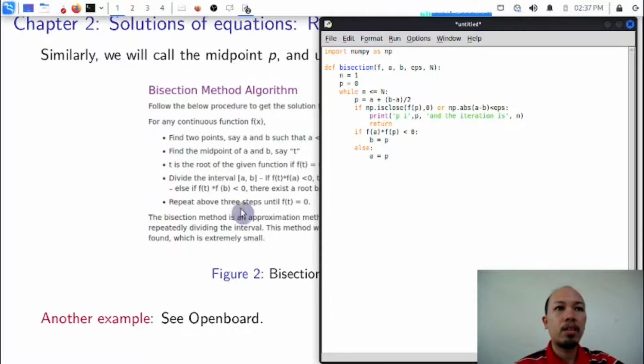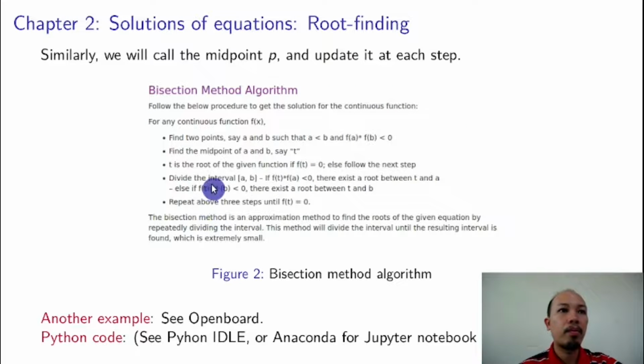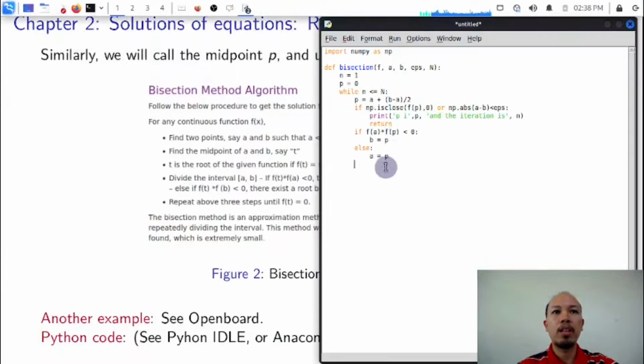Okay, so this is basically what it did, I don't know if you remember, in our open board. Let's go to, where are you, this one here. Okay, if f is less than zero, assume b is equal to p. If it is greater than zero, assume a is equal to p. Okay, so this is the same thing as this one here. Okay, and then we will iterate.